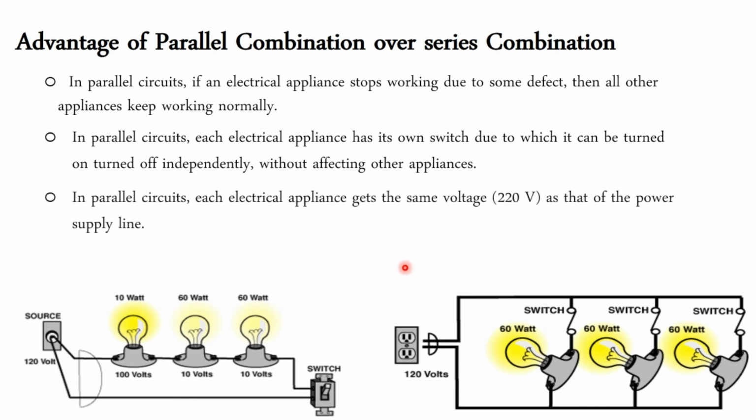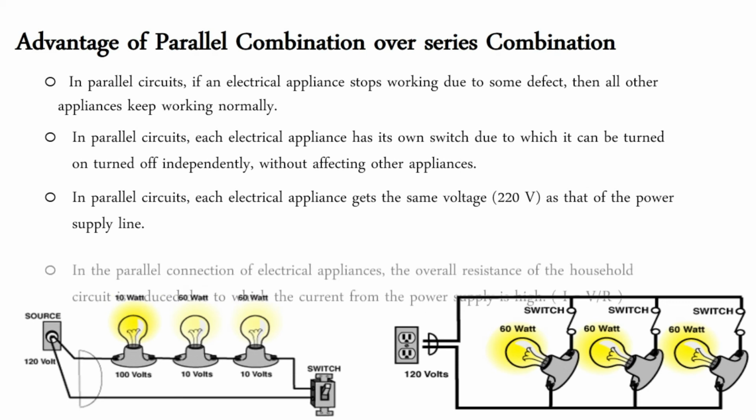Now the next is, in parallel combination each appliance will get the same voltage. If we want the proper working of each appliance, what should be the potential difference across each appliance? That should be 220 volt, and in parallel combination the potential difference remains the same, while in series combination the potential difference does not remain the same. So this is the advantage of parallel combination, that each appliance gets the same voltage.